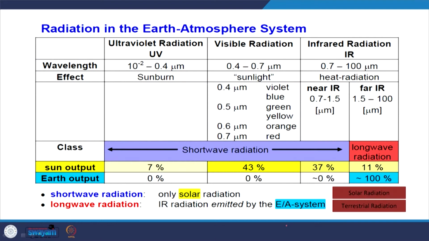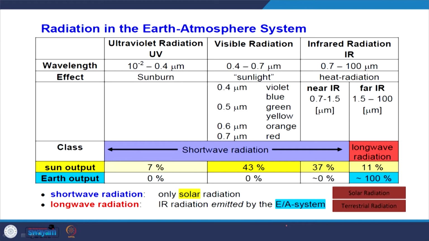Okay. Now, if you see the radiation in the Earth atmospheric system, you have ultraviolet radiation, visible radiation, infrared radiation. The wavelengths typically for the ultraviolet radiation are 10 to the power of minus 2 to 0.4 micrometers. So, this is ultraviolet radiation. You have the extreme ultraviolet radiation in this, and you also have the ultraviolet radiation which touches the boundary of the visible spectrum.